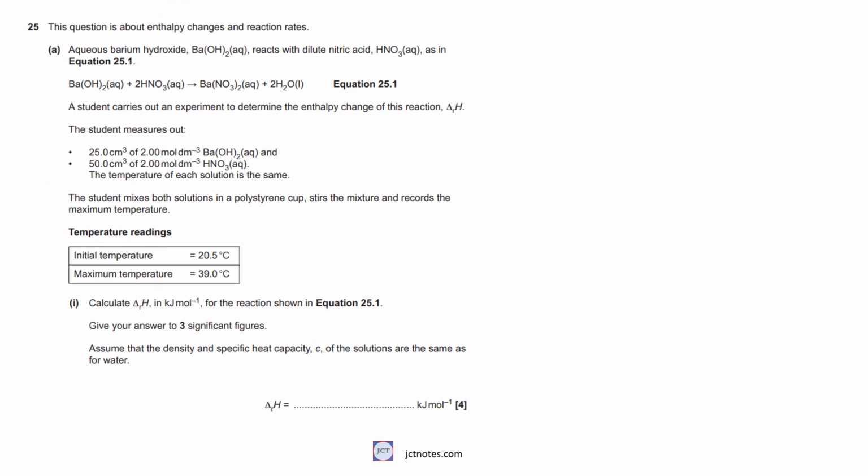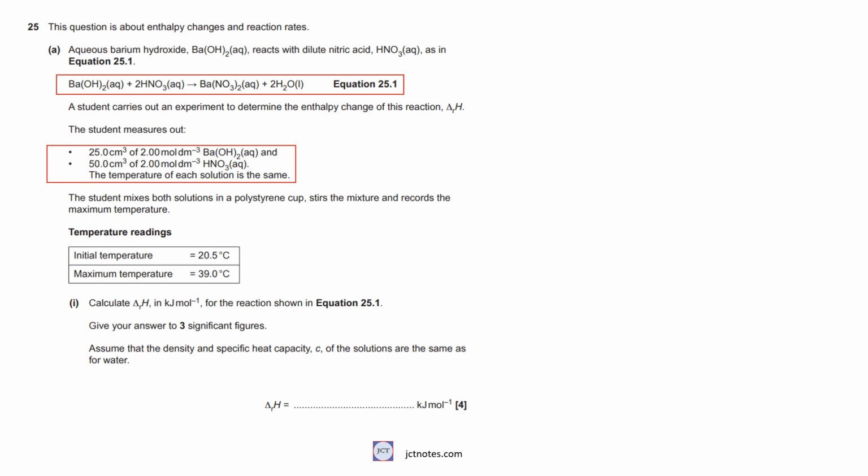Question 25 is about enthalpy changes and reaction rates. In Part A, we are given an aqueous reaction between barium hydroxide and dilute nitric acid to produce barium nitrate and water. A student carries out an experiment to determine the enthalpy change of the reaction by measuring out 25 cubic centimeters of 2 molar barium hydroxide and 50 cubic centimeters of 2 molar nitric acid.